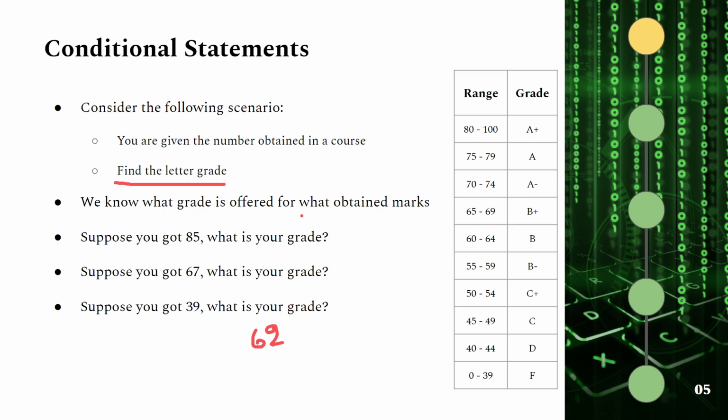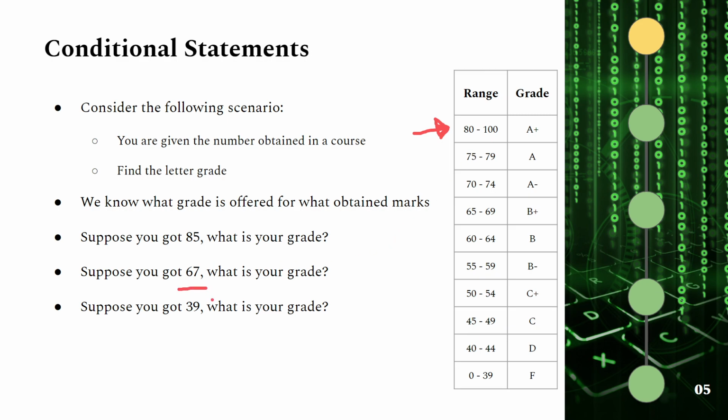First of all, we know what grade is offered for our obtained marks. Over here I've given a table: if you get 80 to 100 you are A plus, 75 to 79 A, and that goes till 0 to 39. One thing to remember, marks do not go above 100 or below 0. So we know that grade is offered by obtained marks. By this I'm referring to this table. Now suppose you got 85. What is your grade? The grade you have achieved is clearly A plus, right? Why? Because 85 is within the range of 80 and 100, so you got A plus.